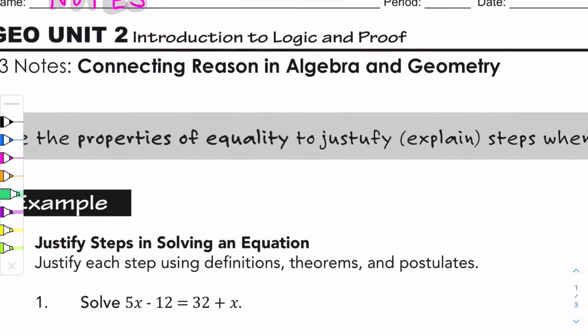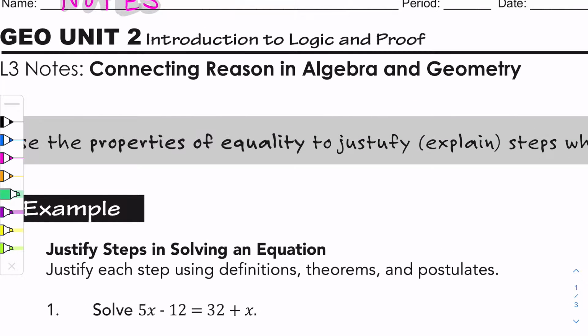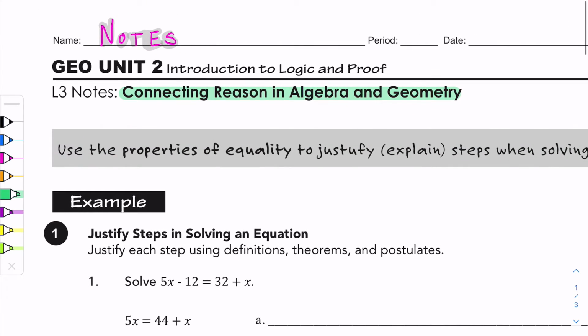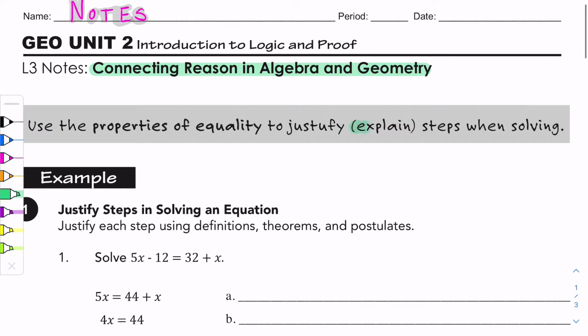Today we're going to use the vocabulary previously learned in the last video to connect reason in algebra and geometry. So basically what we're going to be doing in this lesson is justifying each step using one of the previous definitions or theorems that we've learned. And by justifying each step, that means you are explaining each step.